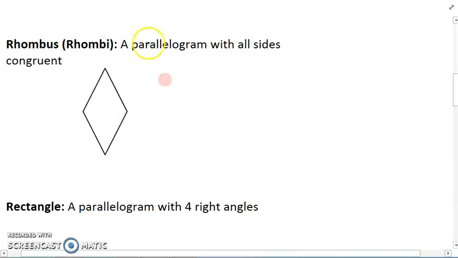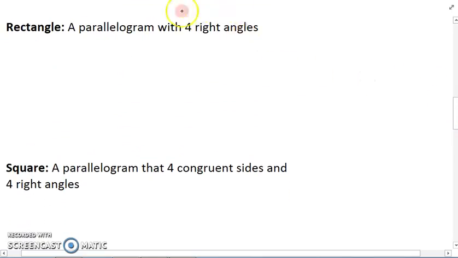So all of those sides are congruent. The two sides opposite each other are still parallel, but now all sides are congruent. So it would look like that kind of diamond. And you know it's a rhombus because there are markings on every side showing that every side is congruent.